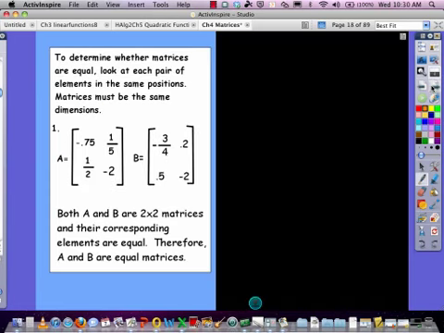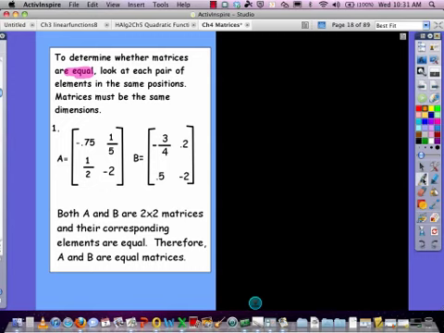Now, to determine whether matrices are equal, that's the key piece here. So that's what our value is. We're trying to determine whether things are equal. Look at each pair of elements in the same position. Matrices must be the same dimensions. So to determine whether they're equal, look at each pair of elements in the same position. So that would be the corresponding elements. Now, in this example, it says both A and B are 2 by 2s, and we can see that. And their corresponding elements are equal.